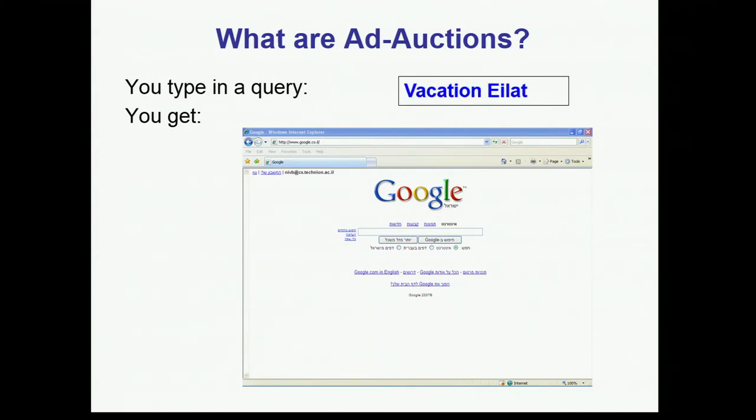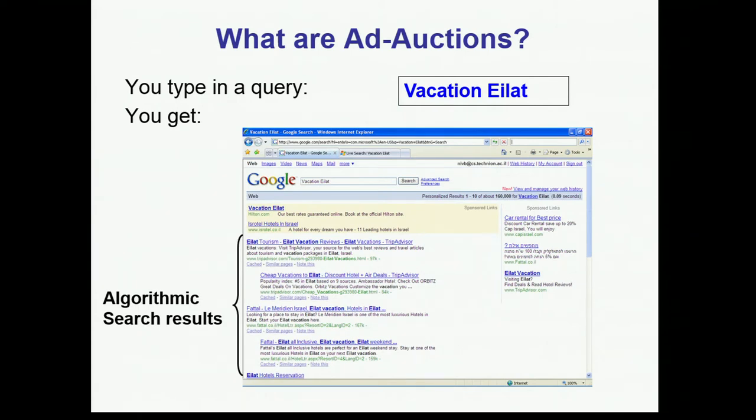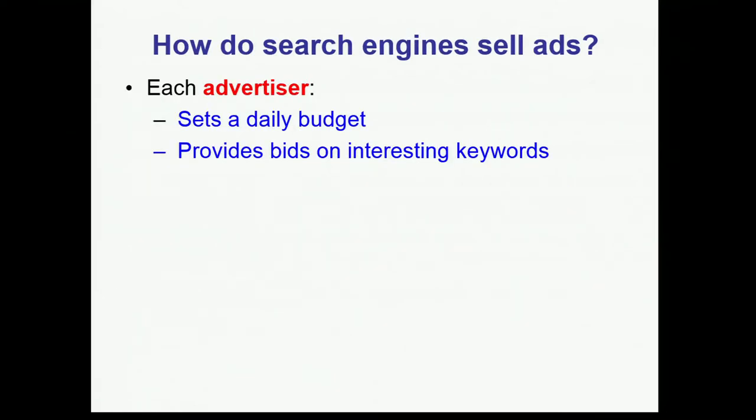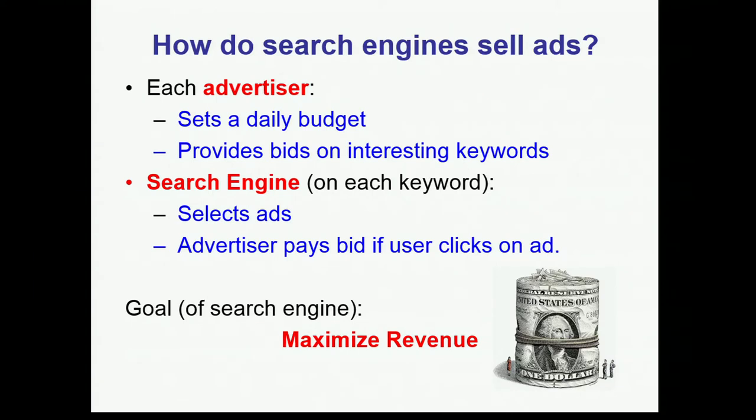which is ad auctions. In ad auctions, we have these ads on the side, and the way this works is that we have advertisers who set a daily budget, and they also provide bids on keywords that are interesting to them. It's not a game theoretic issue. We just think of it as a number they're willing to pay for showing their ad for those keywords. We have a search engine which needs to select, let's say, one ad per user.